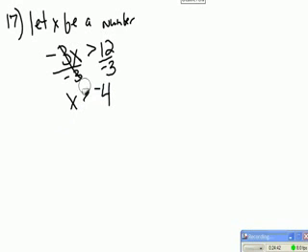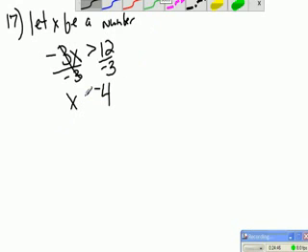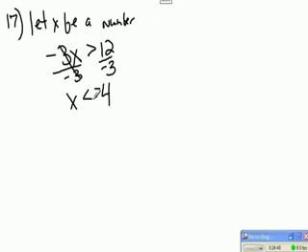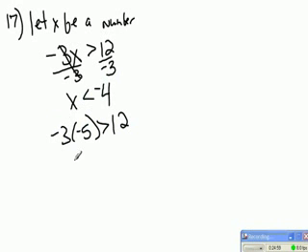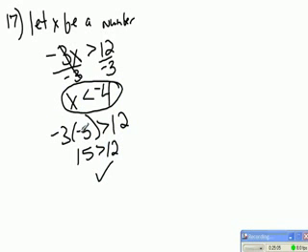You should have noticed right here I divided by negative 3. If I divide by a negative, you need to remember to flip your sign. So then I need to pick a number less than negative 4. So how about negative 5? Negative 3 times negative 5 greater than 12. That's 15 greater than 12. That is true. And my answer worked. Alright, so at this point, I am done with lesson 6.2.